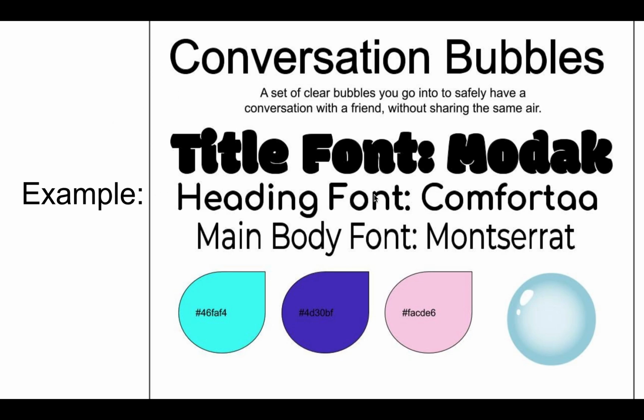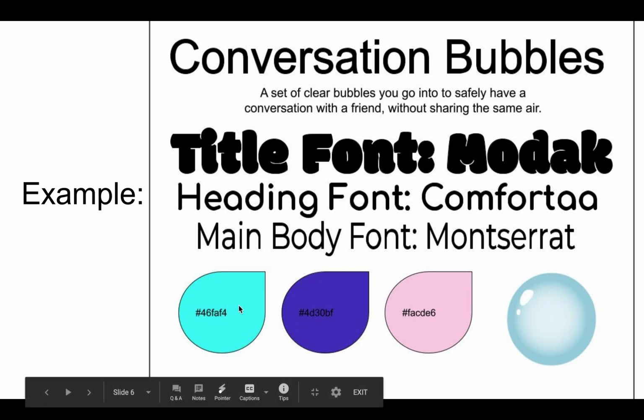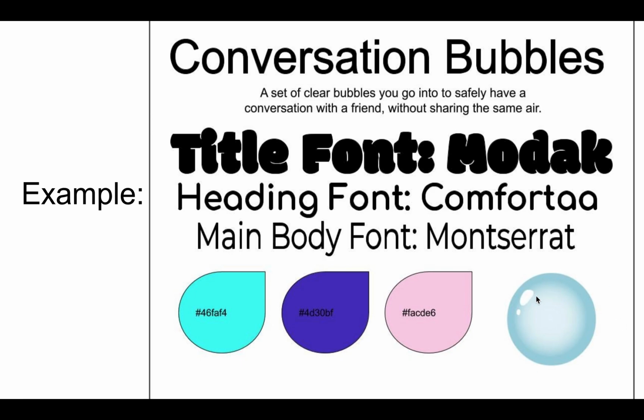Then you need a heading font. Again, a little bit bold, but maybe a little bit more clear. And then your main body font needs to be very clear and easy to read. This was what you would use if you're actually explaining something that people have to read and be able to read easily. And then you're going to be picking 3 colors. 1, 2, 3, I'll show you how you do that. And then 1 very, very simple image. So for me, I picked a bubble, one with this little highlight because it's a little bit cartoony and I like that about it. All right, so that's one.